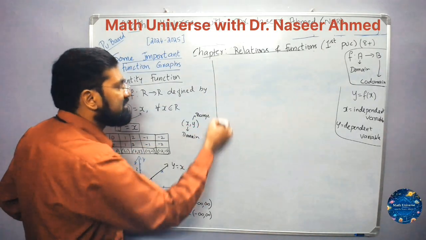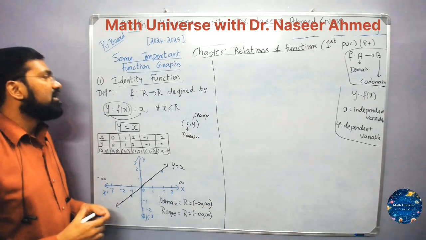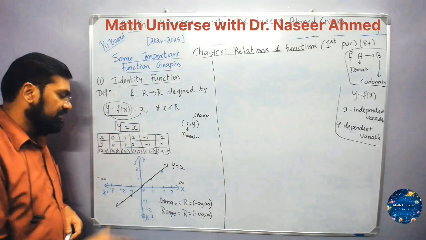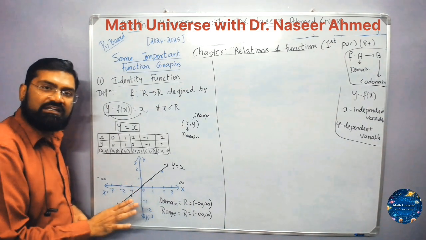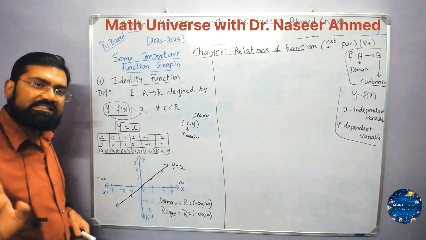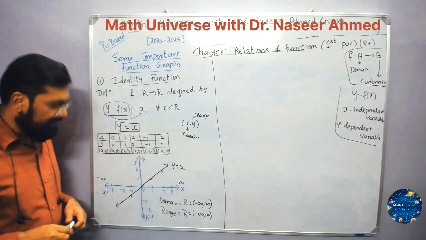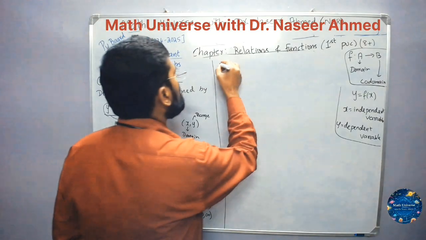This is the first graph which is done. Now, what is the marks distribution? Definition will carry 1 mark, graph will carry 2 marks, domain and range each will carry 1 mark. So 1 plus 2, 3, 3 plus 2, 5. That's it. Now let us move on to the next, that is the modulus function.